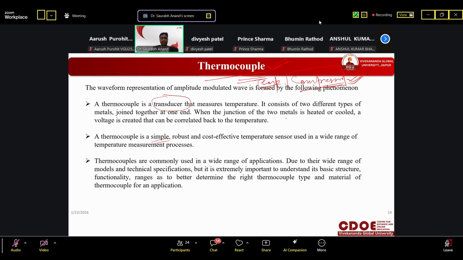It is very simple, robust, and cost effective. It is not too much costly, it is very cheap, right? And it is used in a wide range, like temperature measurement processes. Wherever we want to monitor the temperature, we can use this. And this is the common symbol of a thermocouple, right?